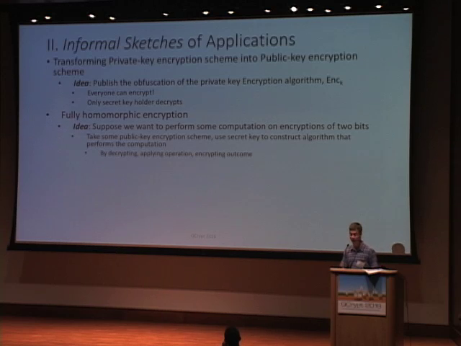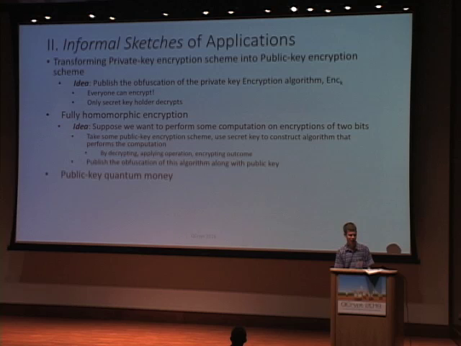We'd take some public key encryption scheme, and we'd use the secret key to construct an algorithm that performs the computation in the naive way, by decrypting, applying the operation, and then re-encrypting. Now we'd publish the obfuscation of this algorithm along with the public key. So it sounds like an absolutely amazing thing.